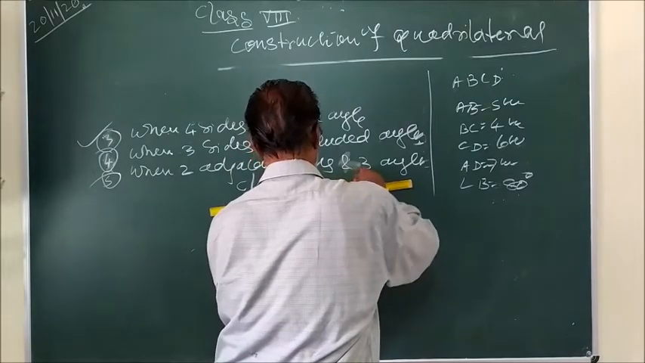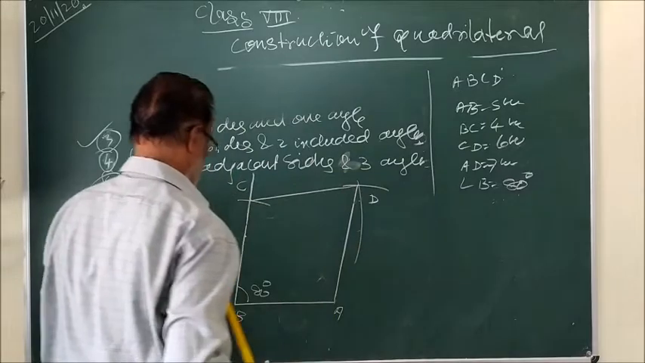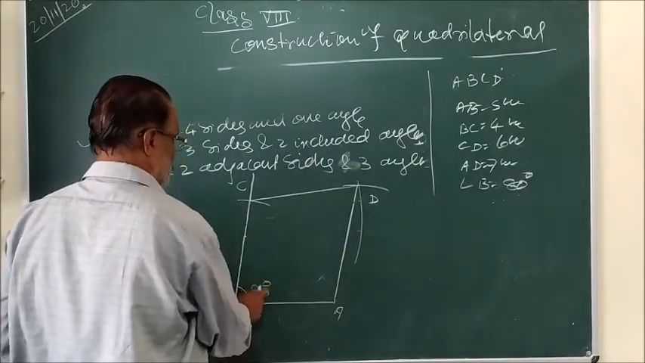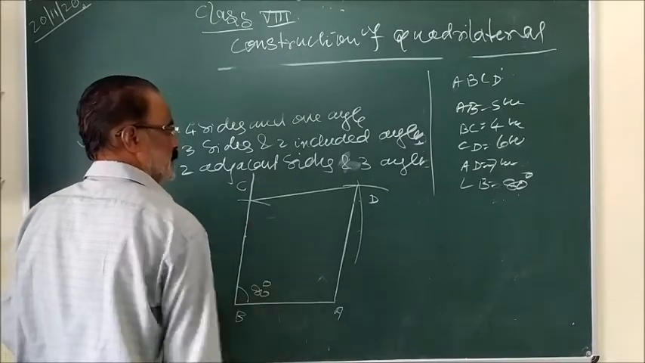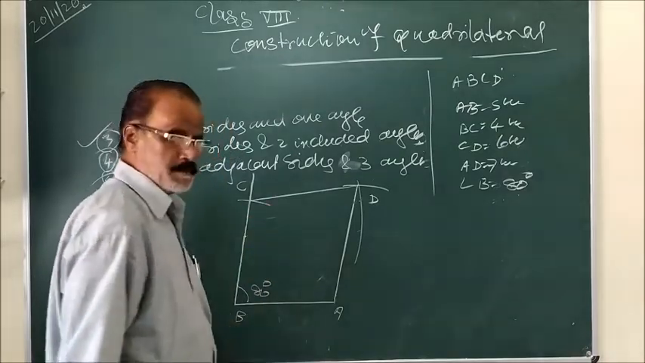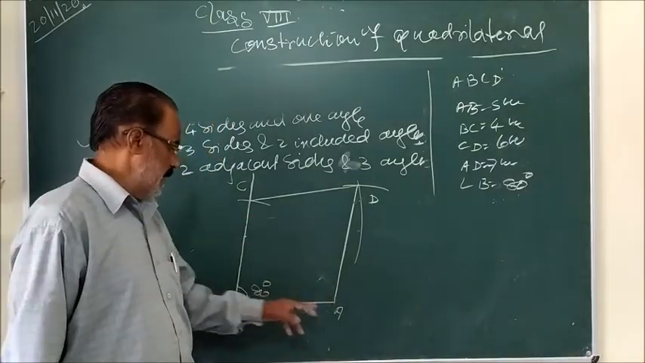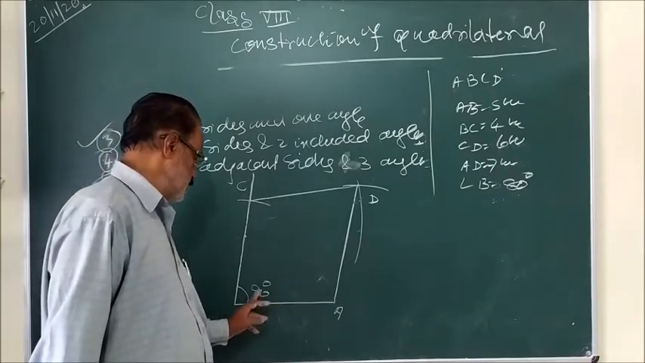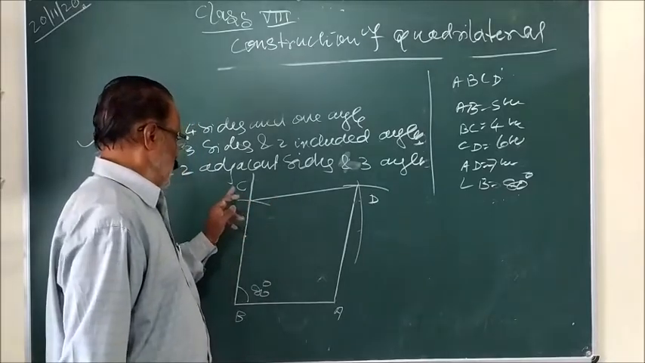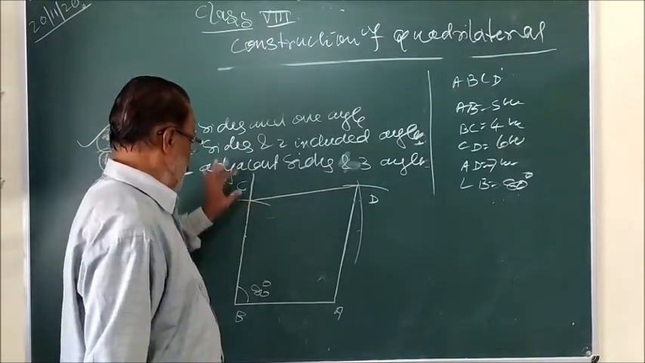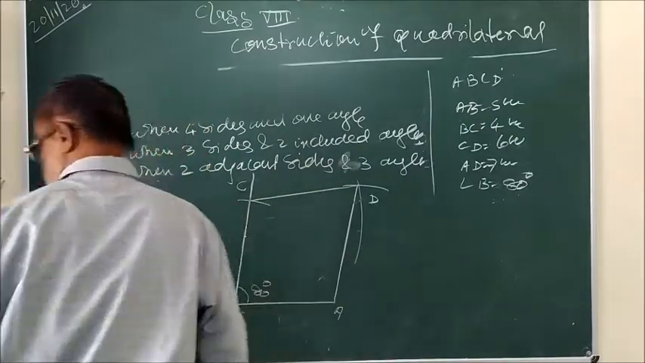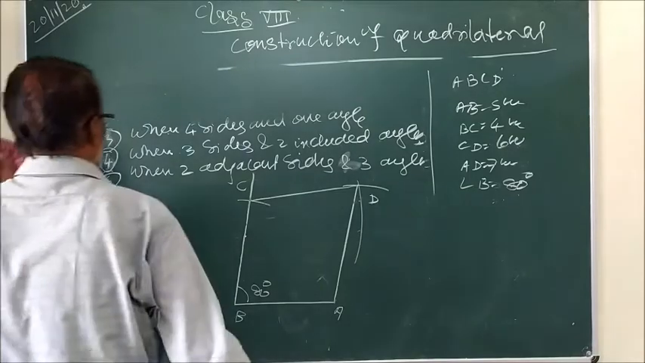So this is the method when four sides and one angle is given. So ABCD is the required quadrilateral. The step of construction: we draw AB. Now B will be here, and you will draw 80 degrees here, and so you will try to find one point, and from that point you can draw another arc of given distance.